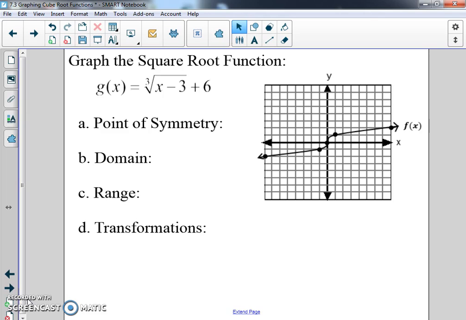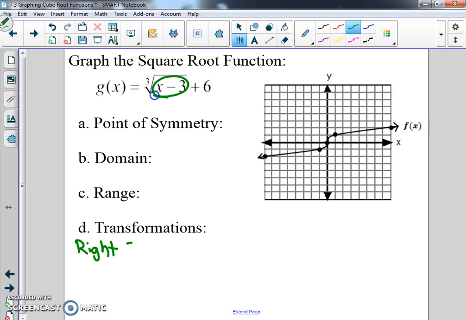So let's look at our transformations that have occurred here first, and that'll give us an idea of where our point of symmetry will be, and a little bit more about our domain and range. Our transformation, we have x minus 3. That tells us we're going to go to the right 3. It also tells us that we have a k transformation out here. That is k equal to 6, so we're going to go up 6.